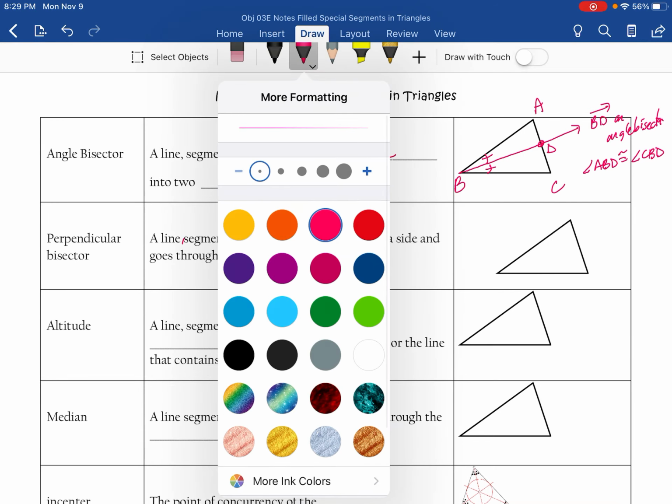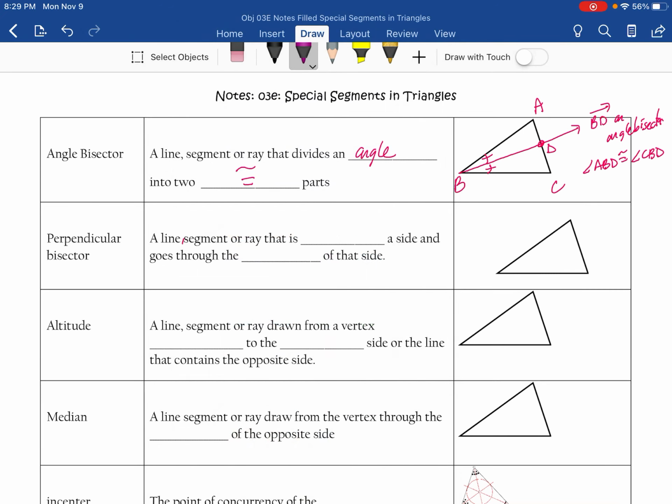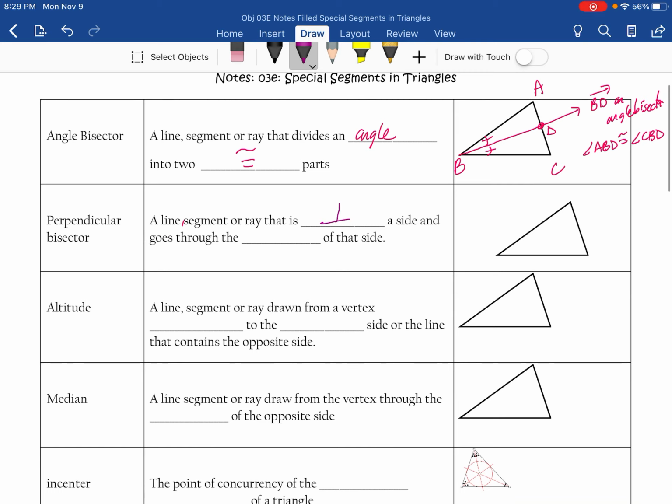So I'm putting notes there because you need to remember the type of information that you can conclude from whatever you're given. So in this case, an angle bisector. Perpendicular bisector: a line, segment, or ray that is perpendicular to a side and goes through the midpoint of that side.